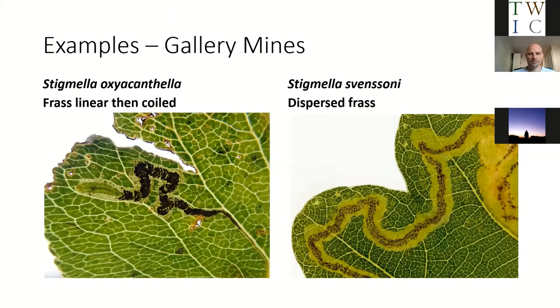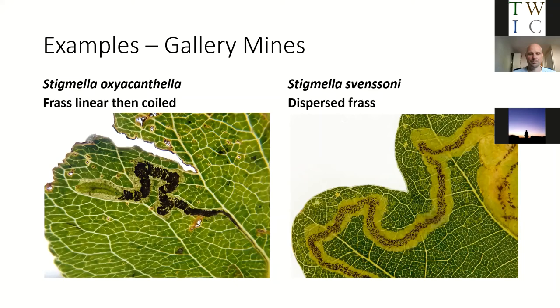So just to show you a few examples and teach you a little bit of terminology. On the left, we have Stigmella oxyacanthella, which is largely on hawthorn, but also will use things like apple and pear as well. The mine starts in the bottom right of the image. It's very narrow to begin with, following the vein along. It's what we call linear to begin with. But shortly after the start of the mine, it widens out and the frass becomes what we call coiled. It's in the form of a coiled spring. What happens here is the rear end of the larva wiggles back and forth as it's feeding and produces this particular pattern. On the right, we have Stigmella svensoni, which is a rare oak feeding gallery miner.